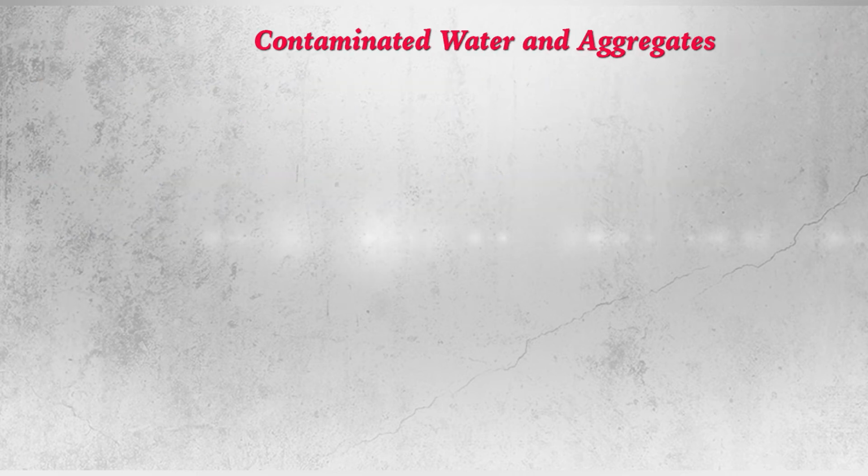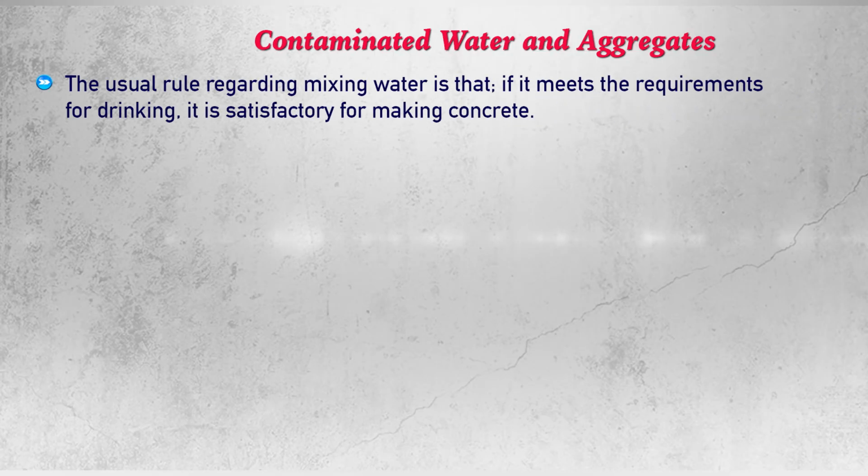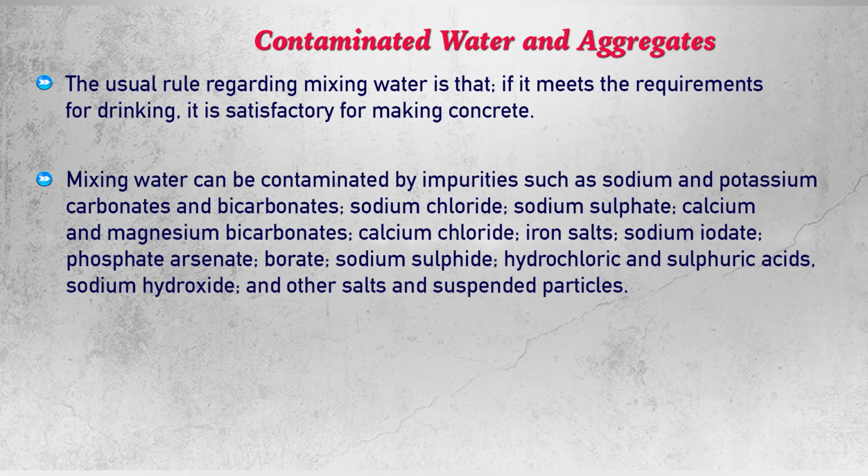Now let us see contaminated water and aggregates. Means if water and aggregates are contaminated, then what can happen? The usual rule regarding mixing water is that if it meets the requirements for drinking, it is satisfactory for making concrete also.